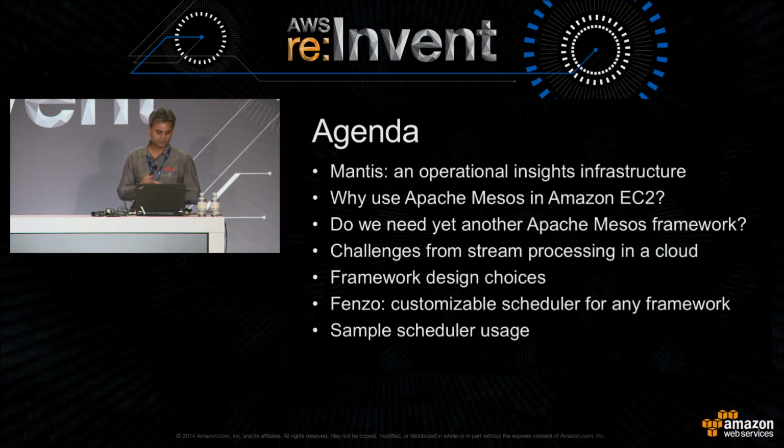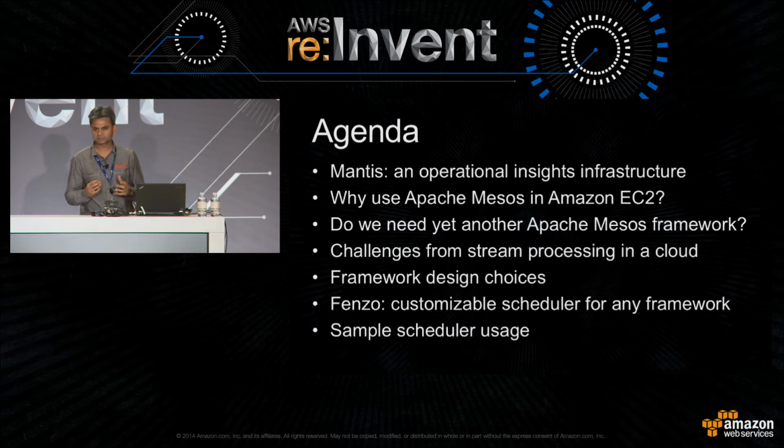So today I'm going to talk about Mantis, which is the stream processing infrastructure we're building. I'm going to answer a couple of questions that are very common when you start using Apache Mesos on an elastic cloud. Well, why use it to begin with? We already have ASGs that are pretty elastic. Maybe they can do the resource allocation based on some CloudWatch metrics. And for people familiar with Apache Mesos, there are already frameworks available. And then the question is, do you need to develop another one, or can you use one that's existing? We'll look at that. And then some specific challenges in the cloud.